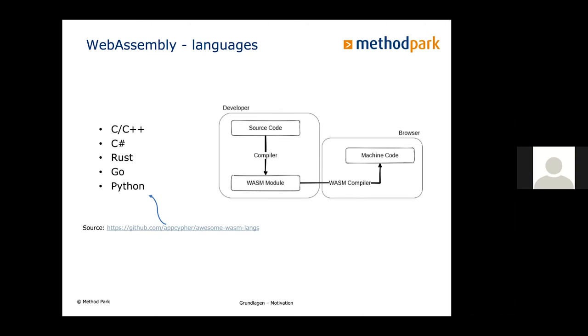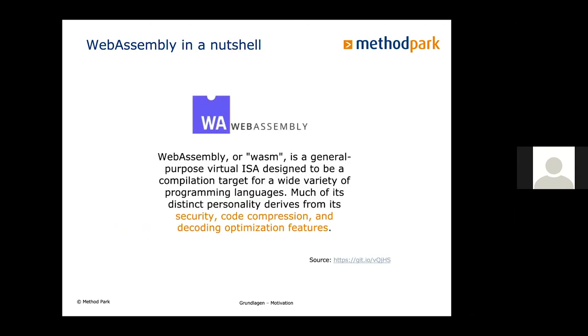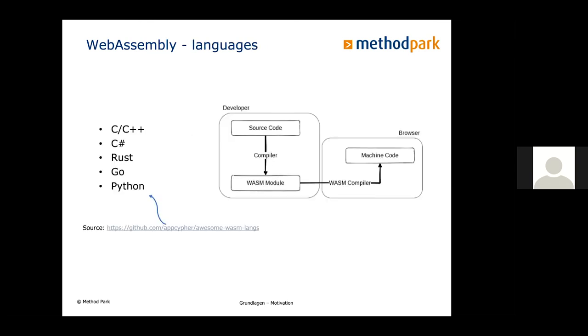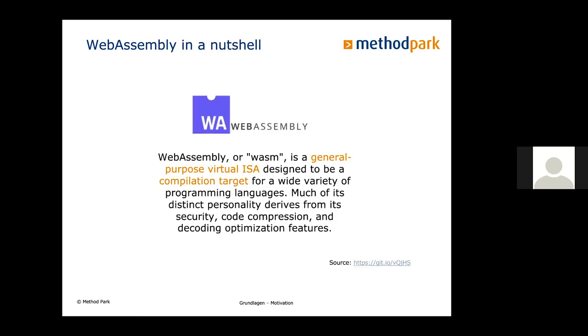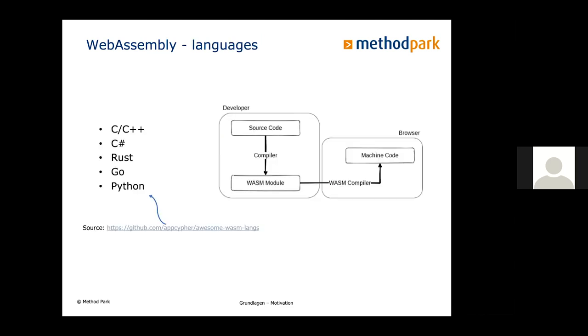But that definition had some more words in it. And a few of the important ones are at the bottom. Much of its distinct personality derives from its security, code compression, and decoding optimization features. And we'll take a look at these on the next few slides. Just one remark up here. If you say, okay, virtual ISA, you said the Java virtual machine is a virtual ISA. You have a compilation target. You can compile Java to JVM.